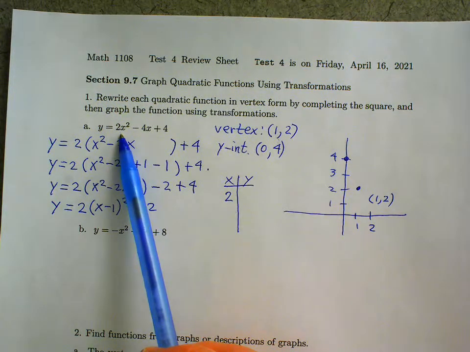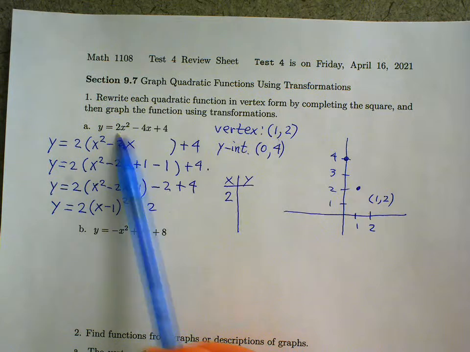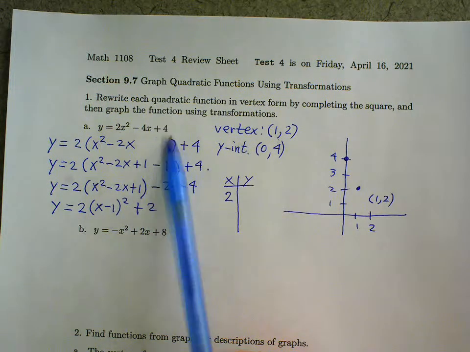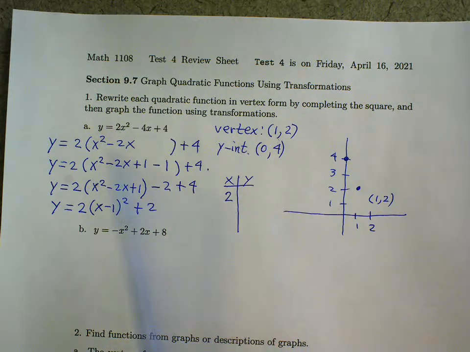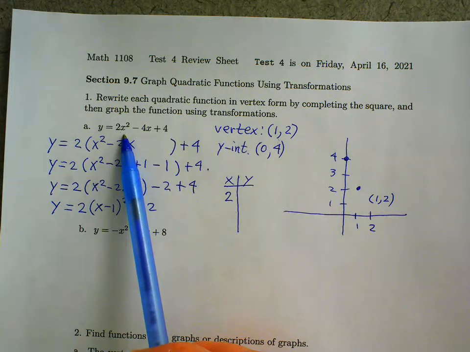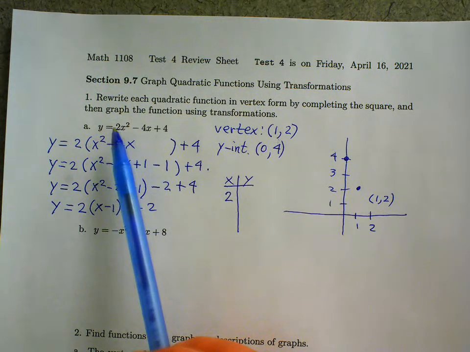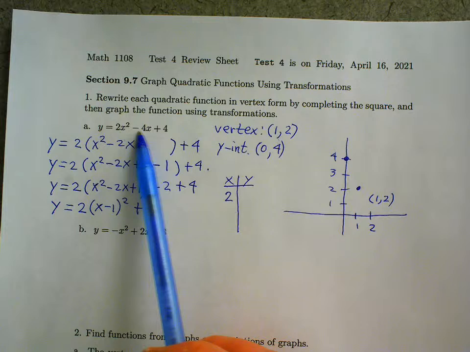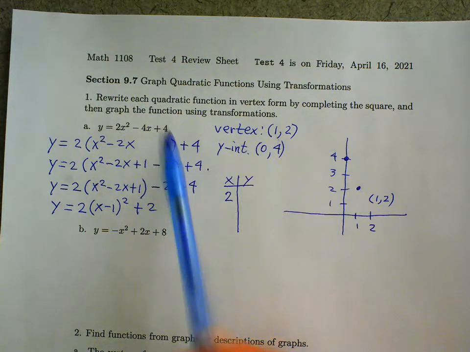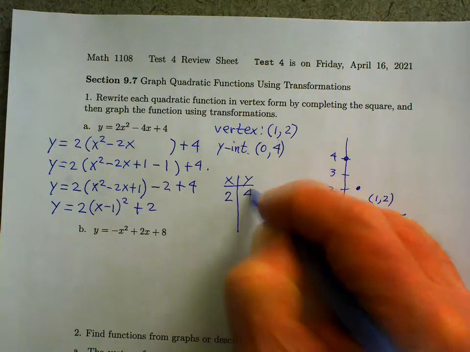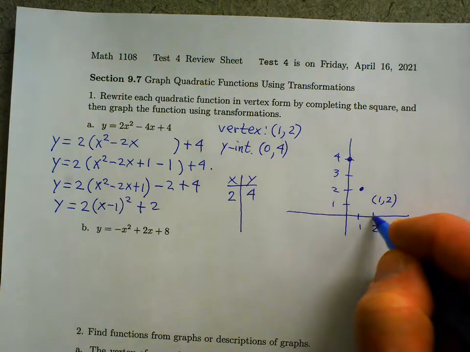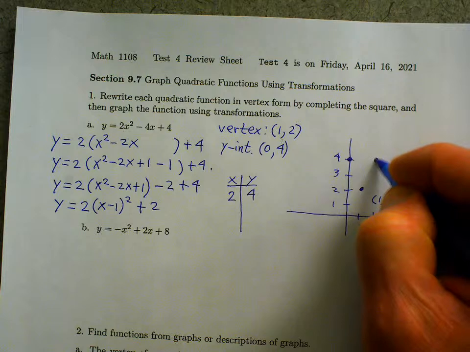And then we can use the formula y equals 2x squared minus 4x plus 4 to find the y-coordinate that goes with x equals 2. Replace every x with 2. 2 times 2 squared is 2 times 4, or 8. 8 minus 4 times 2. 8 minus 8 is 0. 0 plus 4 is 4. So when x is 2, the y-coordinate is 4.